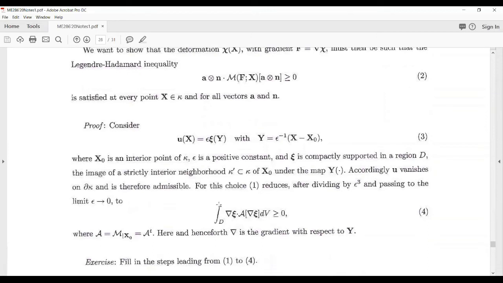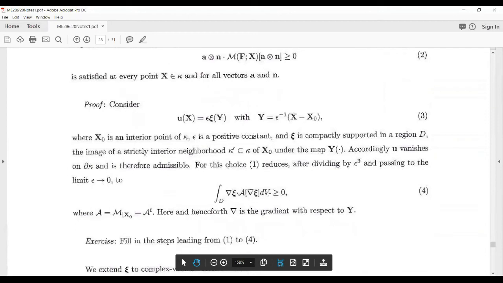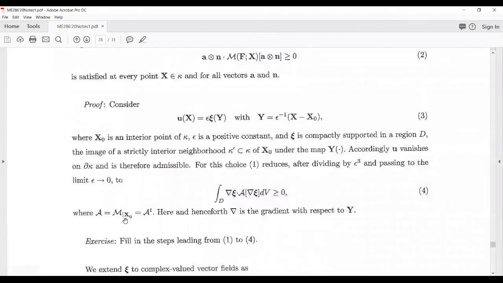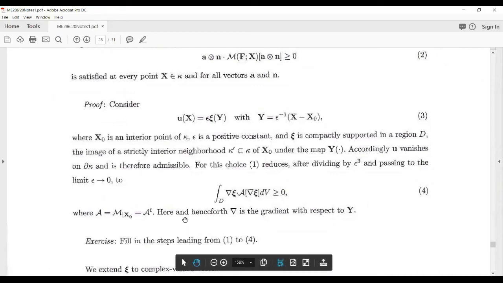And everything outside D is zero because we constructed Xi that way. In this inequality, the gradient is now with respect to y, and the integration is with respect to the y variable over this region D. If you follow the steps here, make the change of variable, divide the resulting integral inequality, inequality one, by epsilon cubed, and then let epsilon go to zero. Epsilon is a parameter that we choose. We can make it as small as we please. Carry out these steps and you get this inequality where A is this M tensor evaluated at X naught, the point X naught. So I'll let you fill in those steps to get to this inequality, inequality four, okay?